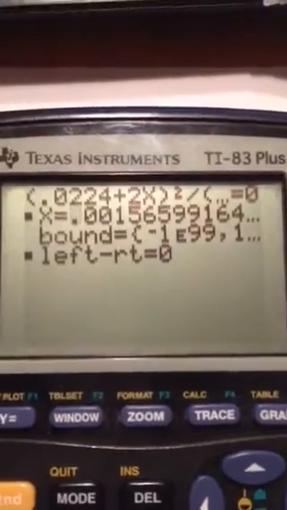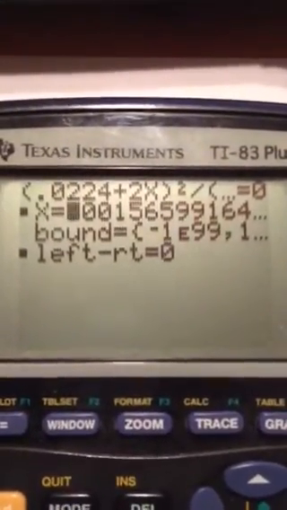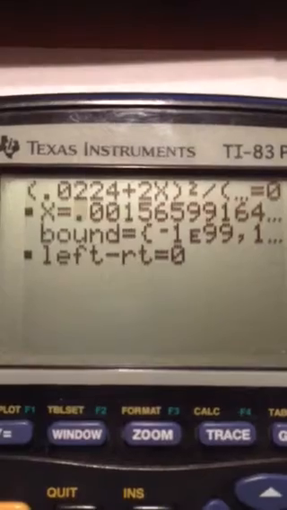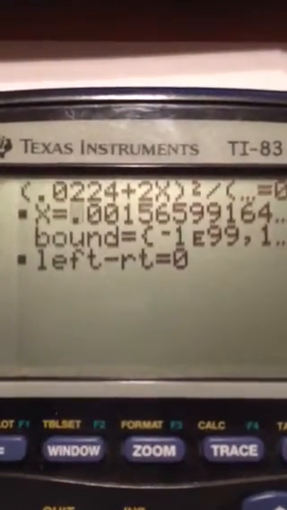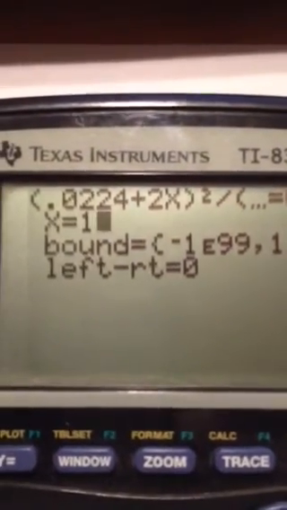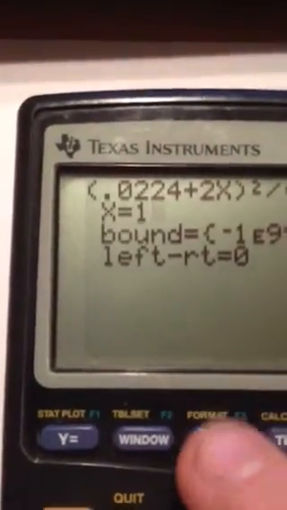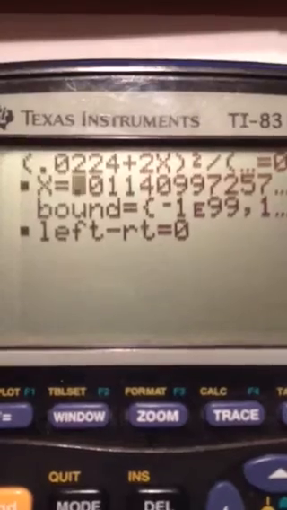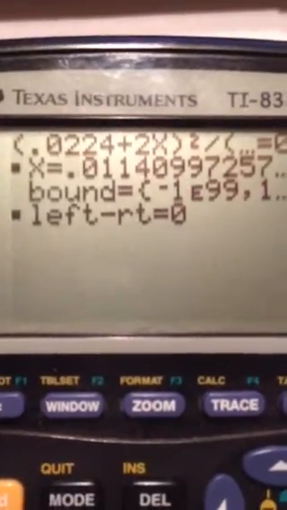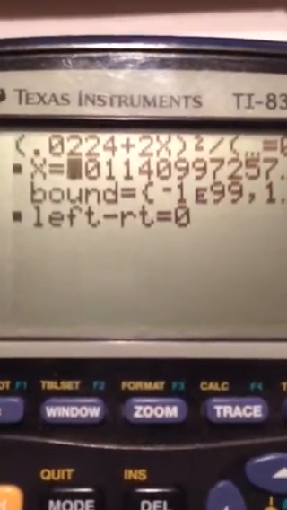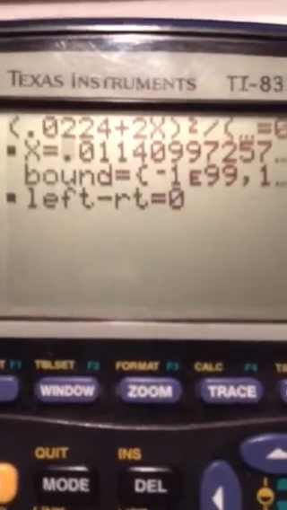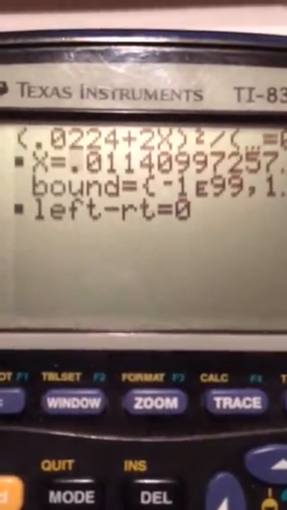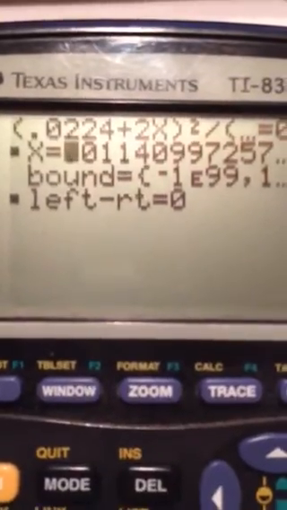It finds the root that's closest to the guess that you submit, keeping in mind that it's a polynomial. There are other roots, so if we guessed something else like 1 and asked it again to solve, alpha solve, it's going to find the other root. It's searching, and there it is, 0.0114. That's a valid root to this equation, but for our purposes here, we'll talk in class about why that solution is not a valid one for our equilibrium equation.